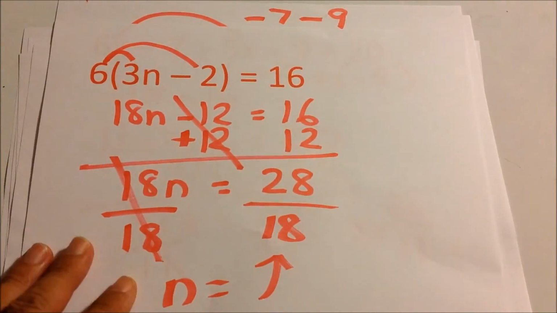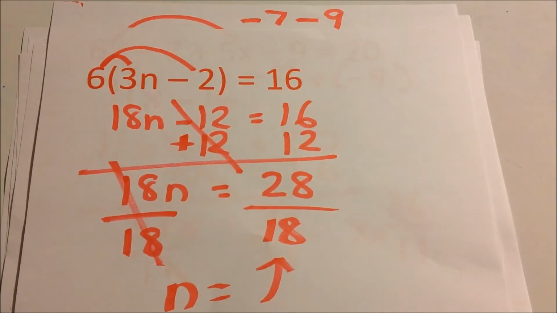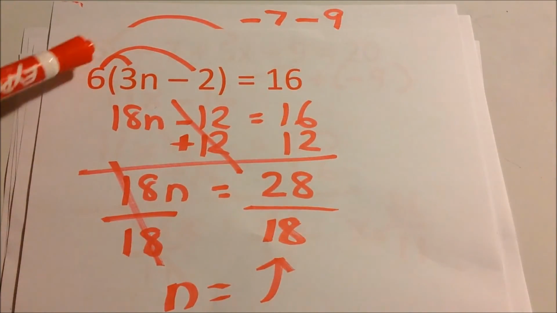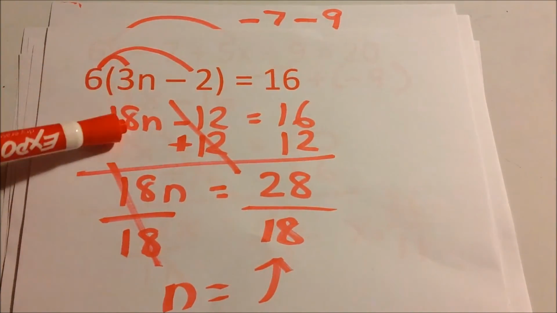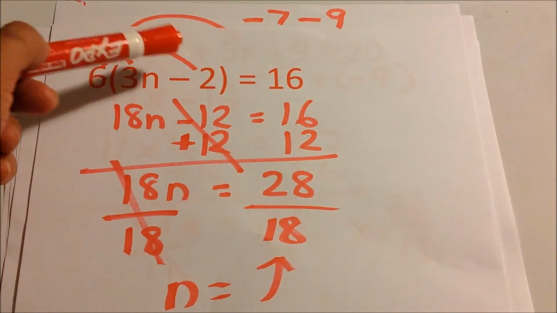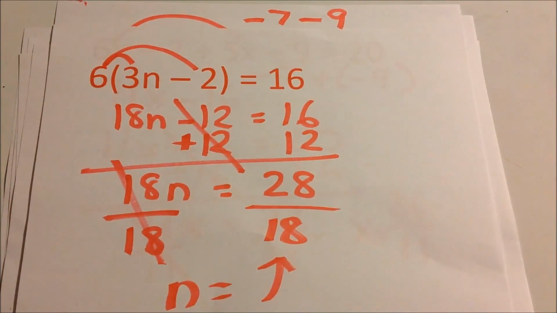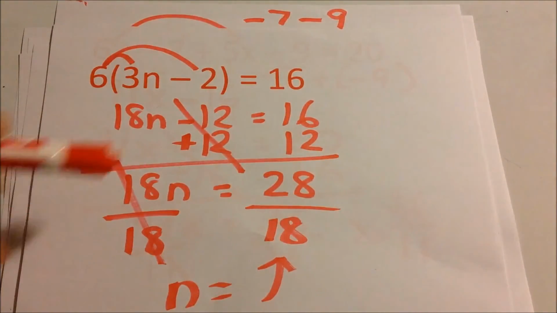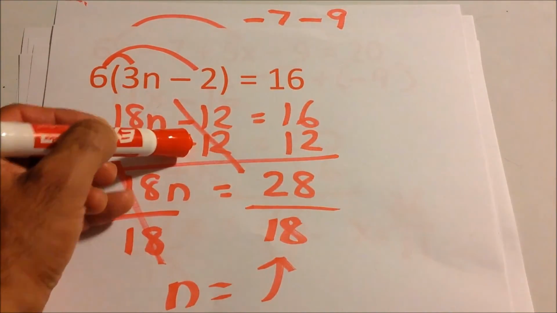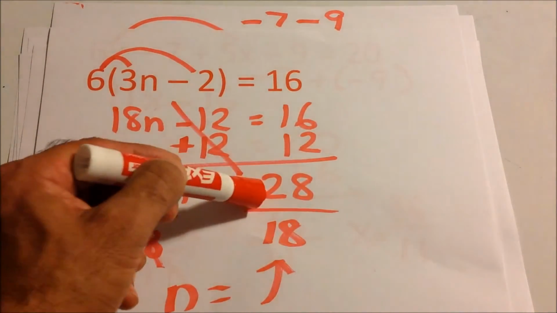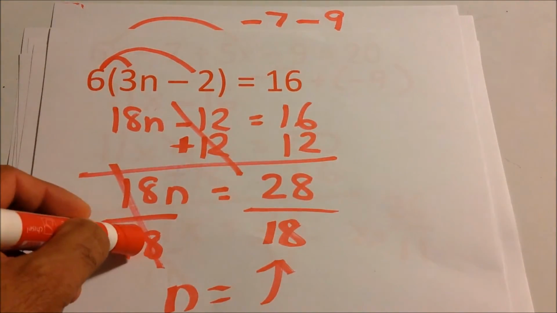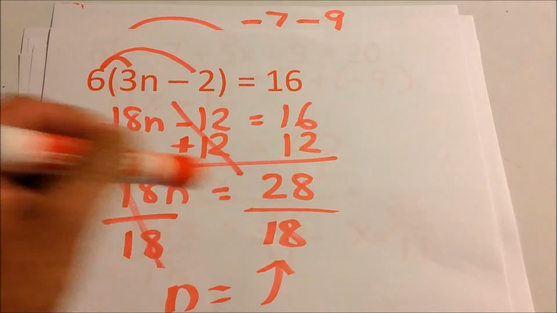Here we have a problem where we can use the distributive property. So we distributed the 6 and the 3. So 6 times 3n is 18n. And 6 times minus 2 is a minus 12 equals 16. So again, we're going to do the opposite. We get a plus 12 on both sides, and we have 18n equals 28. Divide out the 18, and here's our answer, 28 over 18.